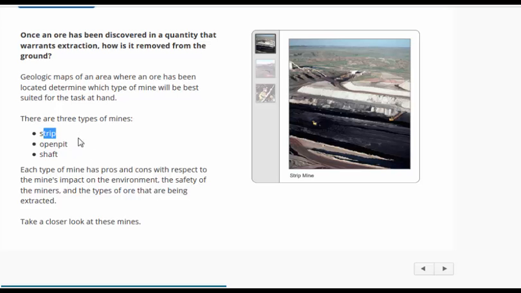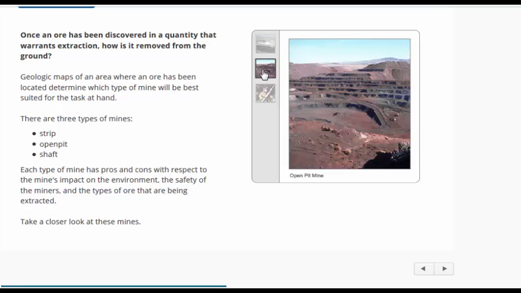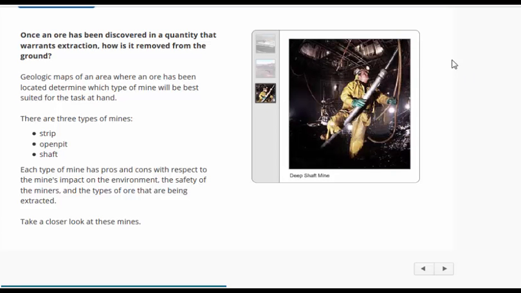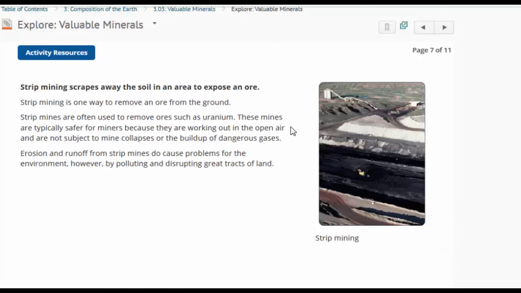How do we get it from the earth? There's 3 ways: strip mining, open pit mining, and shaft mining. Let's learn about each of these kinds of mines. First of all, take a look at each picture. Here's strip mining. You can see how it's different from open pit mining and very different from deep shaft mining.